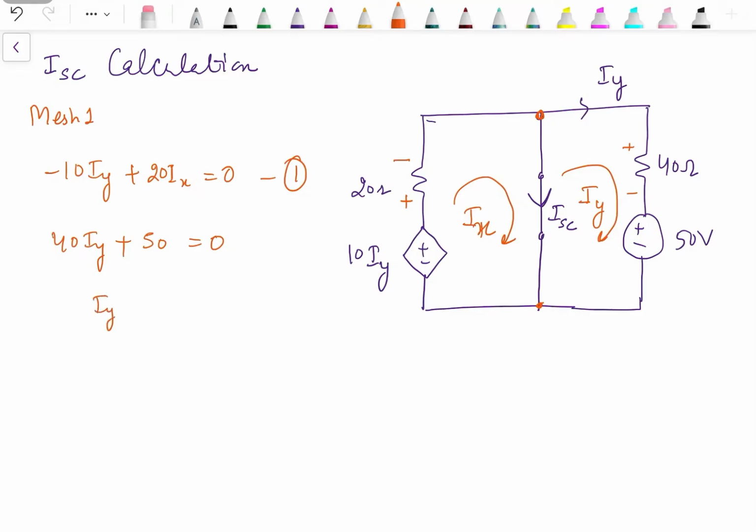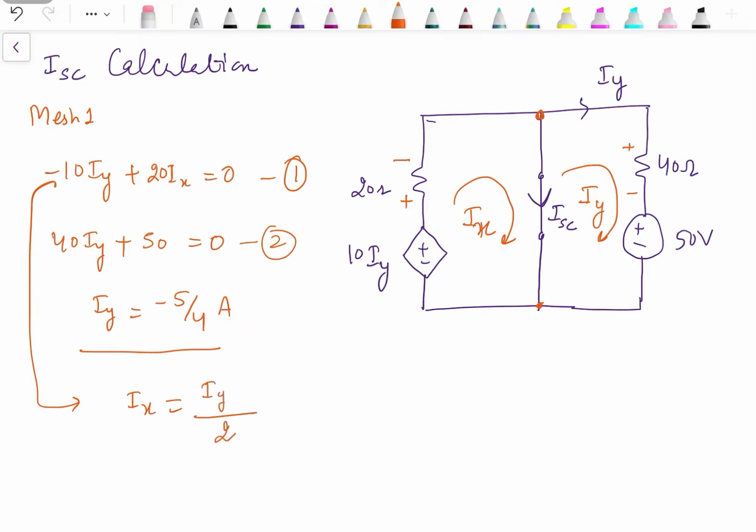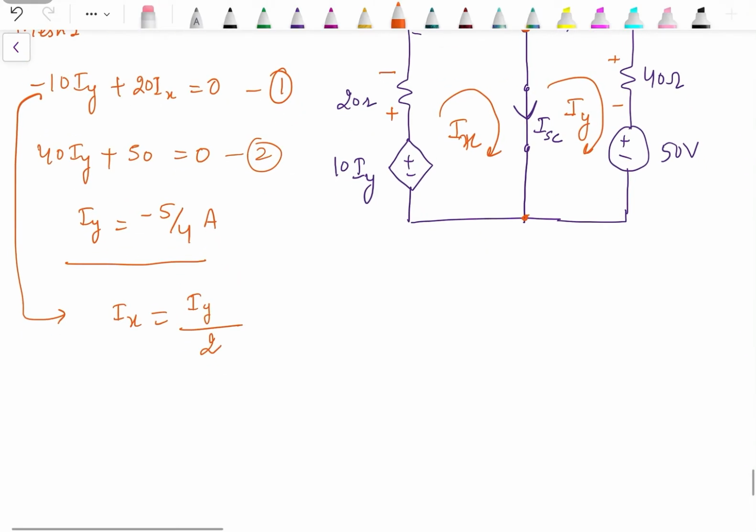So Iy is minus 5 by 4 ampere. So once we have the value of Iy, then from the first equation we can calculate the value of Ix as Iy by 2. So that will give us the value of Ix as minus 5 by 8 ampere. Isc is flowing in downward direction. This is the direction. So we need the resultant current in downward direction.